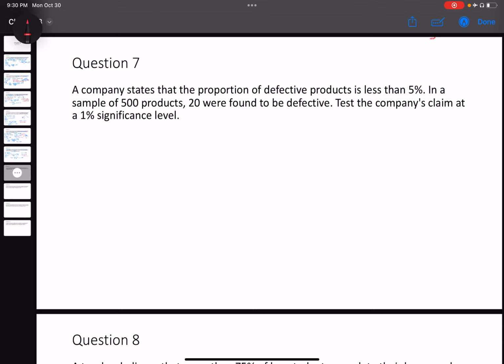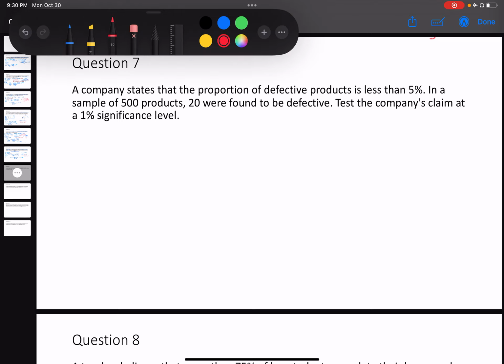Question 7. A company states that the proportion of defective products is less than 5%. In a sample of 500 products, 20 were found to be defective. Test the company's claim at a 1% significance level.